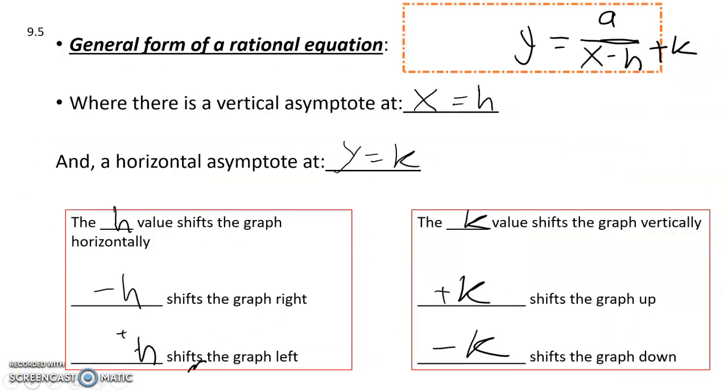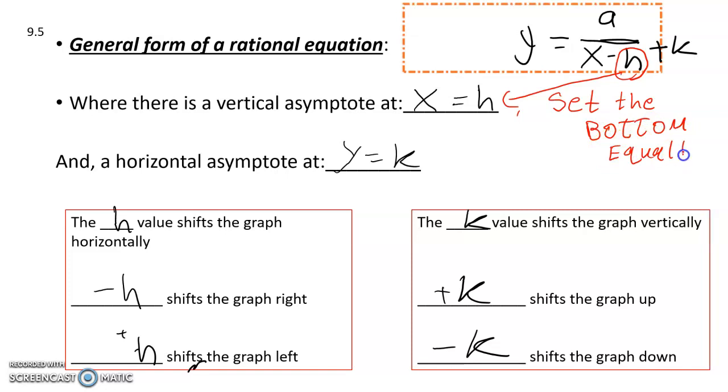So I already got some of this stuff written out here for the general form of a rational equation. So you've got y is equal to a over x minus h, plus k. We've worked with these h's and k's before. When we're doing vertical asymptotes, you have a vertical asymptote at the h value. Okay, so this is the general form. We're going to get a little bit more complex, but as it stands, it basically is going to look something like this.